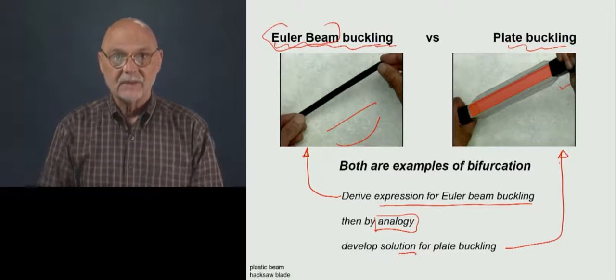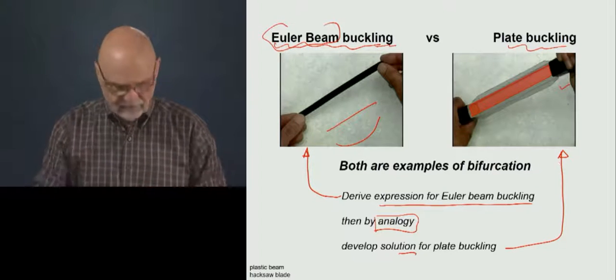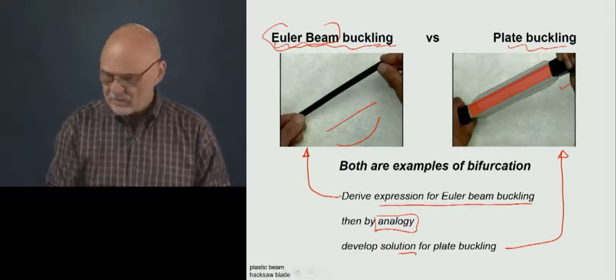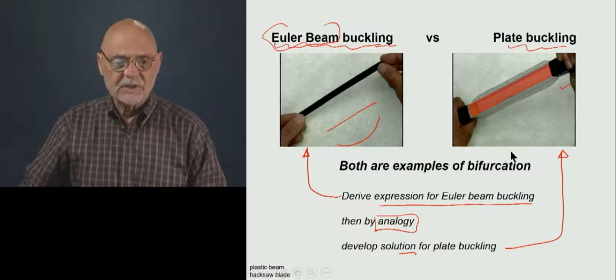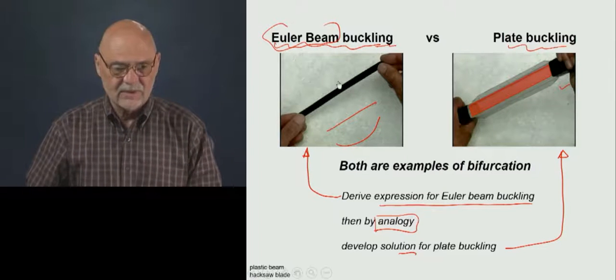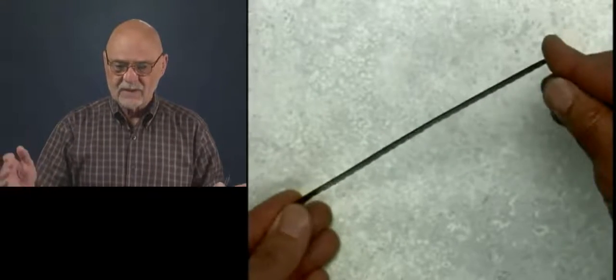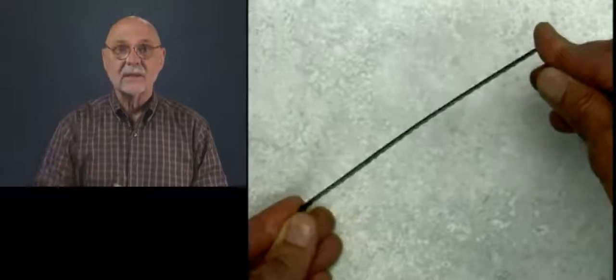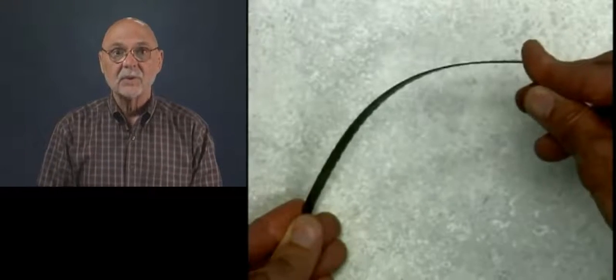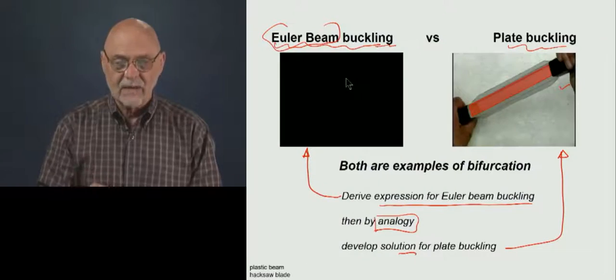and then by analogy, we're going to develop the solution for the plate buckling case. Okay? So I'm going to show you two little videos that I've scribbled all over. Let's just see the difference to make sure that this is set in our mind. So this is a hacksaw blade. I'm going to push compressively and it goes from straight to boom, into this half sine wave shape. So this is a beam buckling phenomenon.